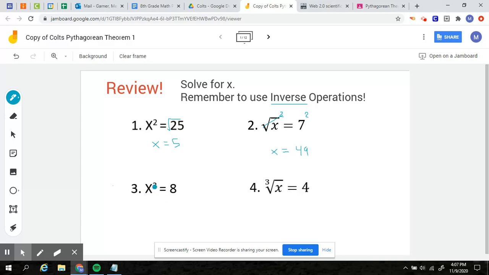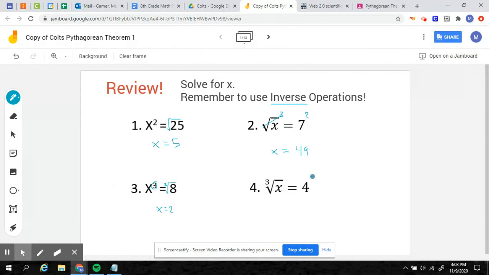Number 3 is x cubed. So remember, cube is just to a power of 3. x cubed equals 8. So the opposite of a cube is a cube root. So I'm going to take the cube root of 8, which is 2. So x equals 2.